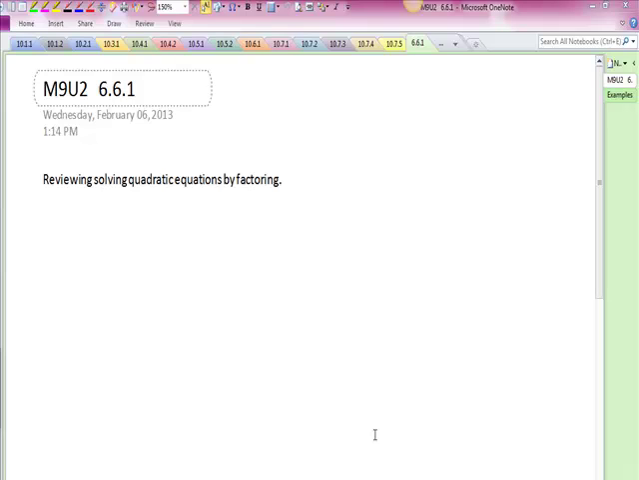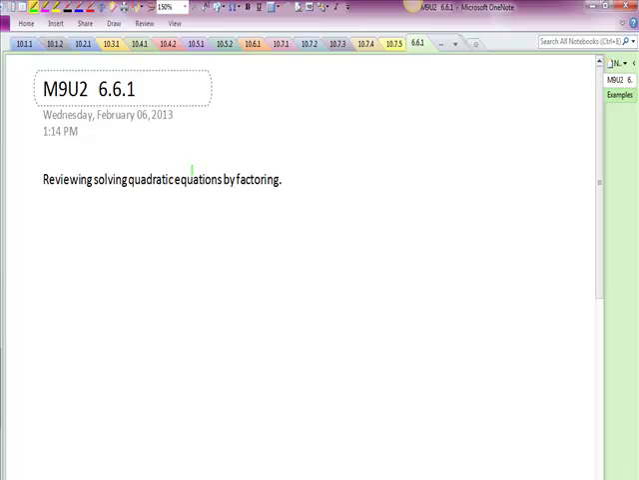This final unit in the final module works with trying to solve quadratic equations. We will talk about several techniques, one of which is review. This lesson is about solving quadratic equations by factoring.